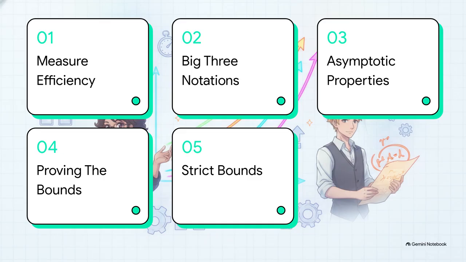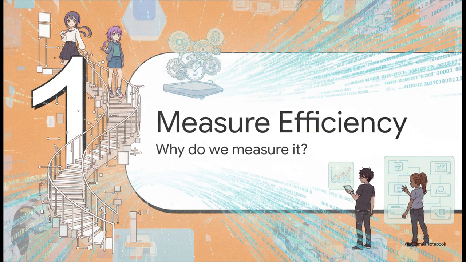To solve that, here's our roadmap. We'll start with why we measure efficiency, then break down the big three notations, look at key asymptotic properties, learn how to prove the bounds, and finally explore strict bounds and beyond. All right, let's jump into Section 1, Why Measure Algorithm Efficiency.